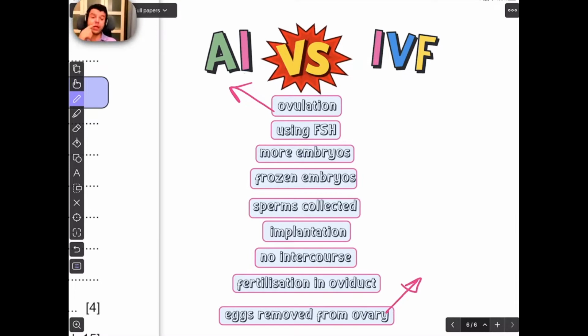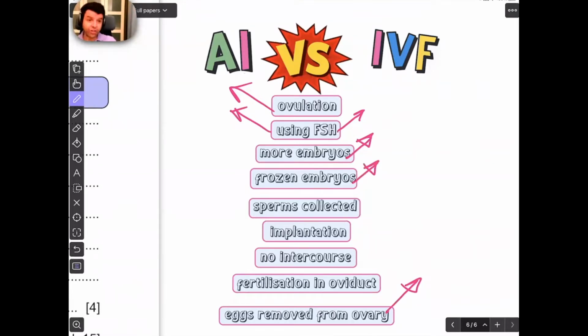Note that we inject FSH in either method. So either method would require FSH because we want to produce more eggs. Where do we produce more embryos? There are more embryos produced during IVF, because we're collecting the egg cells, getting as many egg cells as possible, so that will be more embryos. Since we're producing many embryos, what are we going to do with those spare embryos? We could keep those spare embryos for later on, right?